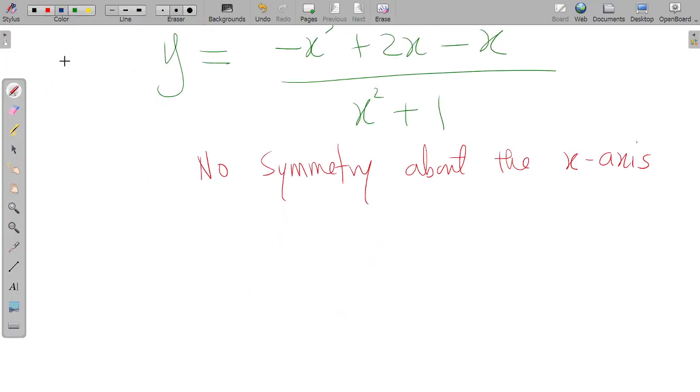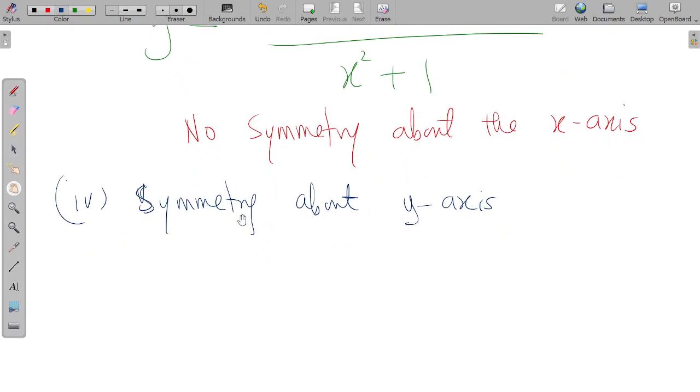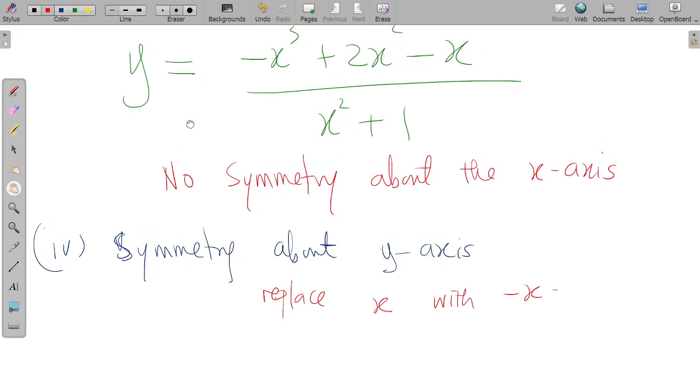Okay. The next one, we are finding symmetry about the y-axis. Please, when you are working, you must make sure that you comment properly on what you are doing. Don't lump up your calculations. Ensure that you comment properly about what you are doing. In this case, we replace every x with a negative x. Okay, we replace every x with a negative x.